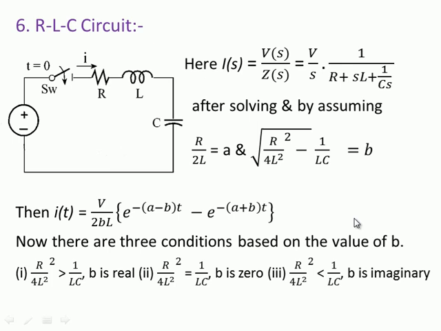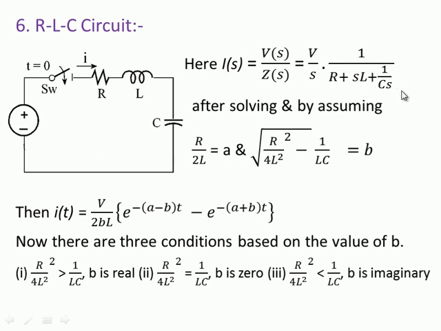The next one, we will talk about the RLC circuit, in which all three elements are there, that is resistance, inductance, and capacitance. This is a DC source. This is a switch. This is RLC. Here, I(s), just like we did, is V by s into 1 divided by R plus sL from this, 1 by Cs from this. You just have to repeat the previous cases.